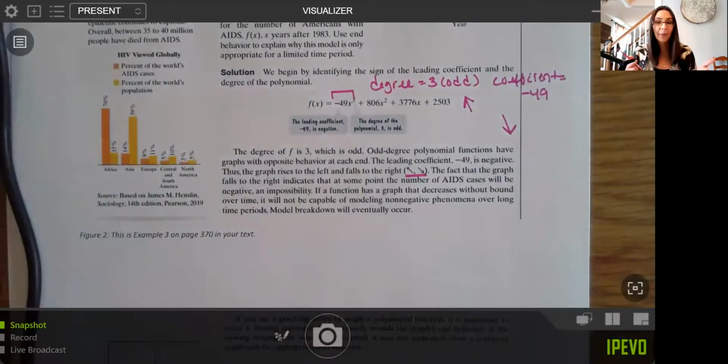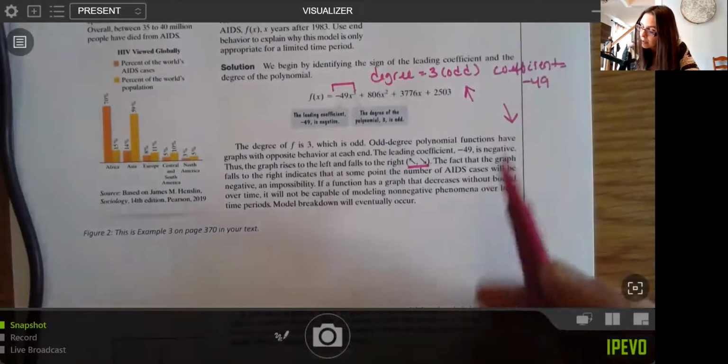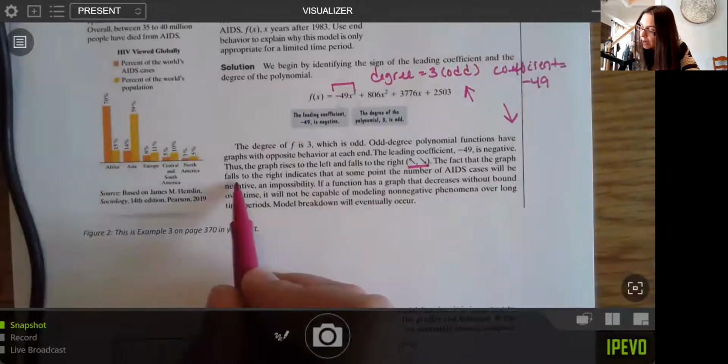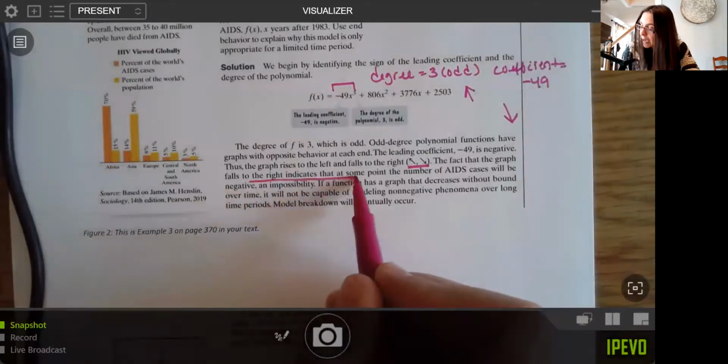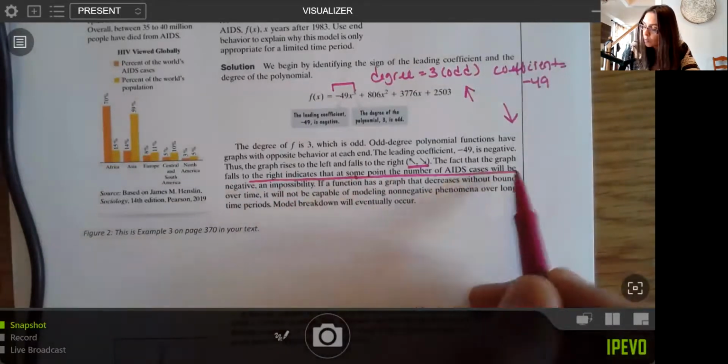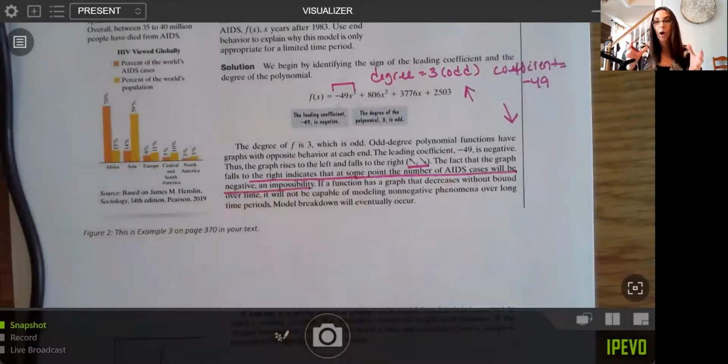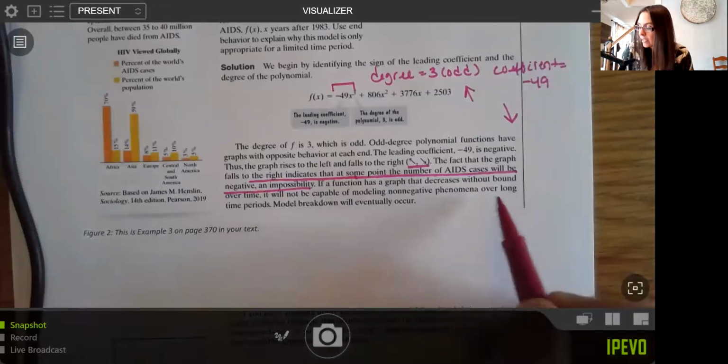But really, in an application problem, that may not make sense, right? So if we think about it, although the graph falls to the right, at some point the number of cases will be negative, according to the model. If you really let it keep falling, eventually you're going to hit negative numbers, which doesn't really make sense for an application. So if a function has a graph that decreases without bound over time, it will not be capable of modeling non-negative phenomena over long periods. And that's the idea here.